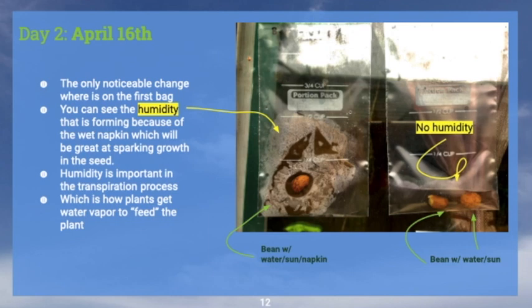On day 2, on April 16th, the only noticeable change is that on the first bag, you can see humidity forming because of the wet napkin, which will be great at sparking growth in the seed. Humidity is important in the transpiration process, which is how plants get water vapor to feed the plant. And in the second picture, you can see how there's no humidity, which will probably lead to the plant not being able to grow.